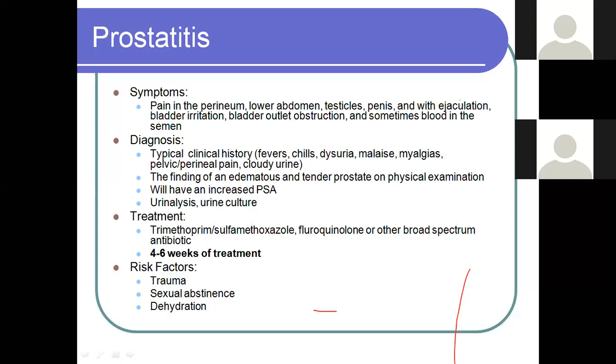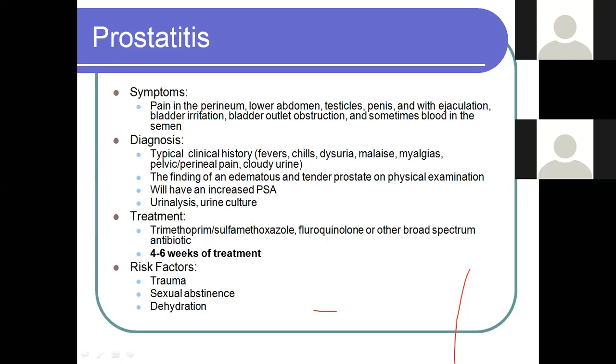Now, how do we diagnose it? Typical clinical history: the patient has fever, chills, dysuria, malaise, myalgias, pelvic or perineal pain, and the color of urine is changed, and there is a certain specific smell in the urine. On examination, while we do DRE, we can find an edematous and tender prostate gland. Again, we need to send urine analysis and urine culture specimen.